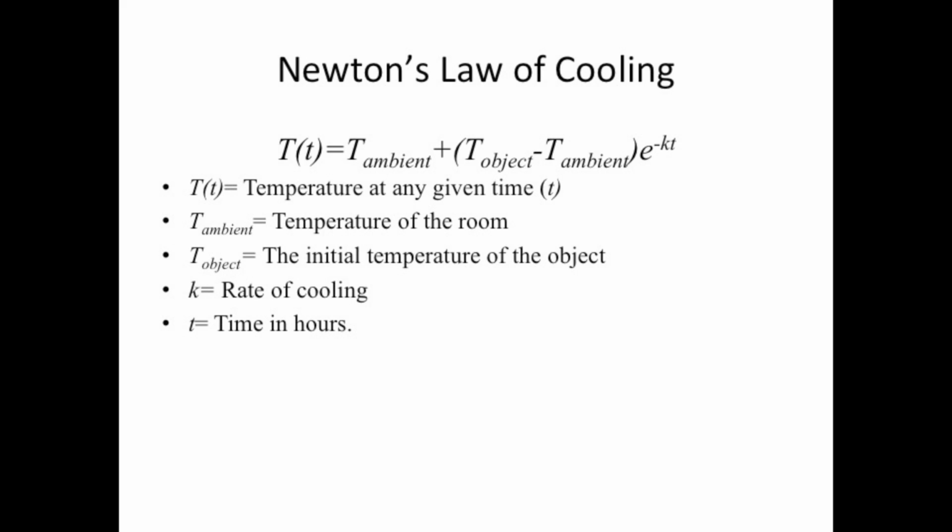So we will use Newton's law of cooling to find this, and the equation is here on the screen. The first variable, which is the temperature at any given time, is T(t), and then T ambient represents the temperature of the room. T object represents the initial temperature of the object. K is the rate of cooling, and t is the time in hours.